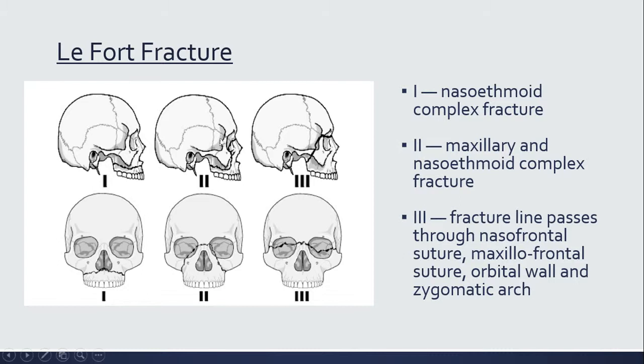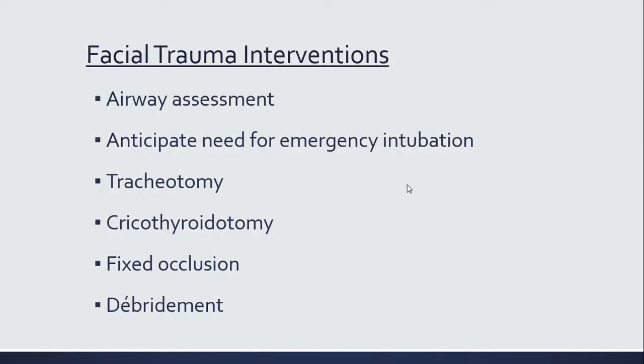All right. These are the different types of the Le Fort fracture, and you can see why these structures would be pretty significant. Type 1, nasoethmoid complex fracture, is here. Type 2, you've got the maxillary and ethmoid complex fracture there, and then the anterior view, you're looking here. Type 3, the fracture line passes through the nasofrontal suture, the maxillofrontal suture, orbital wall, and the zygomatic arch. Significant trauma there. But again, that's what you're looking for.